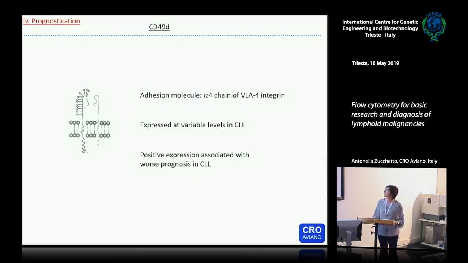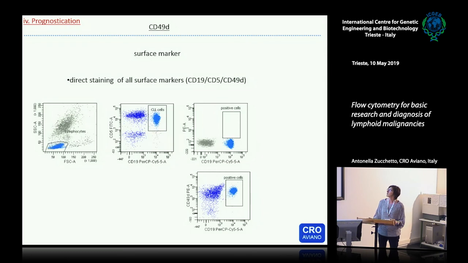The example of CD49D: it is an adhesion molecule, so it's expressed on the surface of the cells. It's expressed at variable levels in CLL, and again, a positive expression is associated with a worse prognosis. But what does positive expression mean in the case of CD49D? Here, it's very simple because it's a surface marker. You need a direct staining with these antibodies. You get your cells, CD5 versus CD19. Then you set the marker on the negative population, the isotype control, and then you evaluate the percent of positivity using CD49D expression.